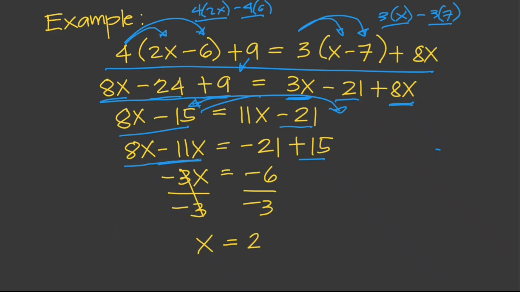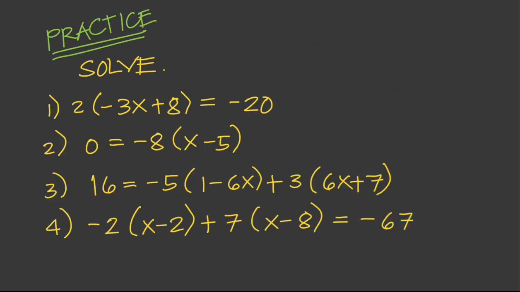By simplifying this, 8x minus 11x is equal to negative 3x. And then on the other side, negative 21 plus 15 is just negative 6. Then solving for x, we just have to divide both sides by the coefficient of x, which is negative 3. Then we get the answer of 2. X equals 2.